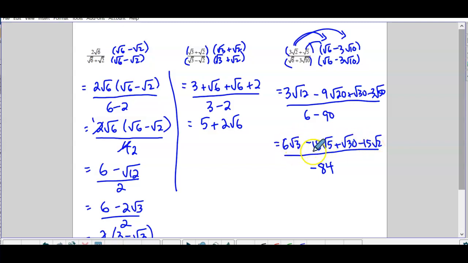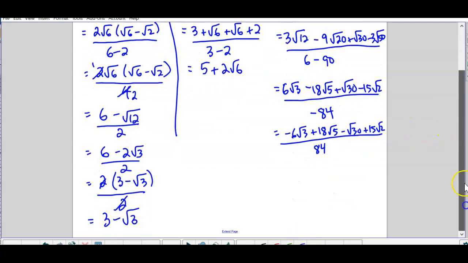Take a look. This is even, but there's no coefficient there, and this is not even, so you can't divide that out. The only thing is it's negative, so we don't like having a negative. So I would divide every term in the numerator by a negative 1. So that'd be negative 6 root 3 plus 18 root 5 minus root 30 plus 15 root 2, all over 84. Okay, and that's it.